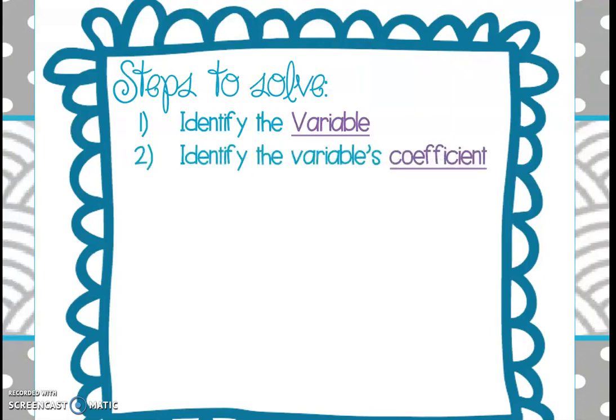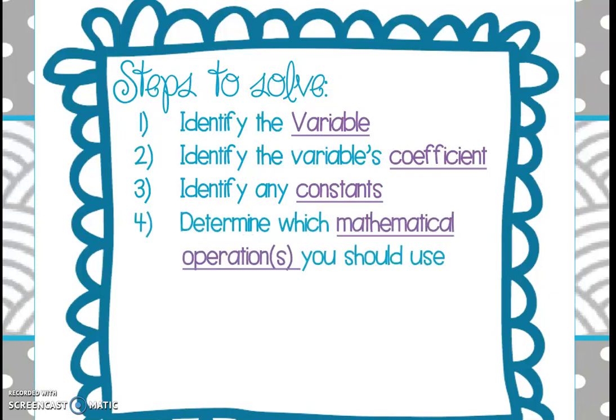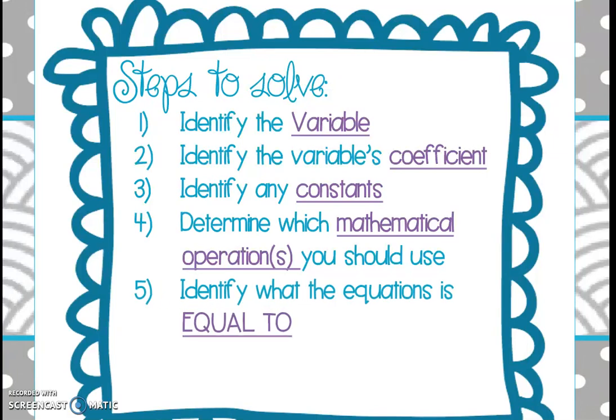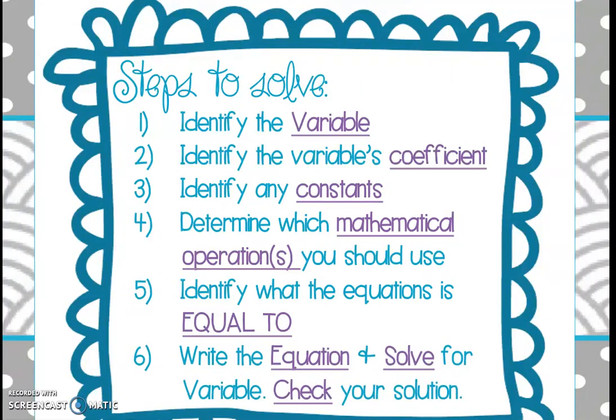Second, identify if the variable has any coefficients or any constants that go with it, okay? It's a coefficient if it's going to be multiplied, and it's a constant if we're going to be adding or subtracting or dividing, okay? So as you do that, you need to figure out which mathematical operation you're going to use. This step is new, okay? We're going to be identifying what the equation is equal to, and then we're going to write the equation, solve for the variable, and then check our solution.